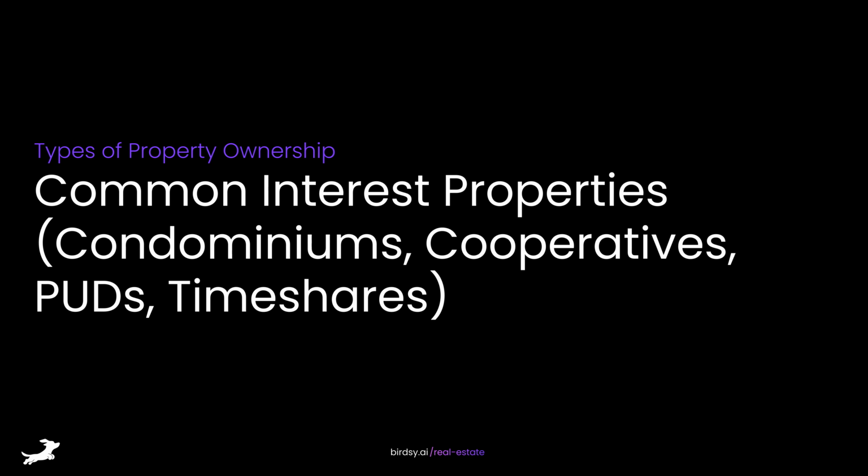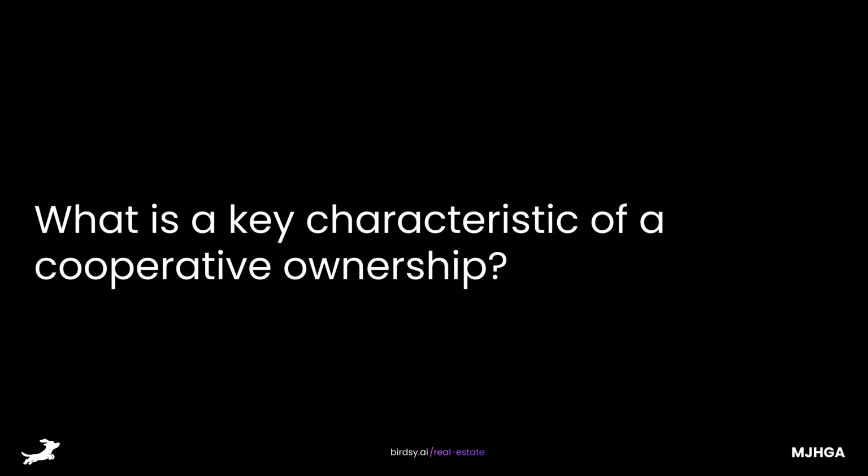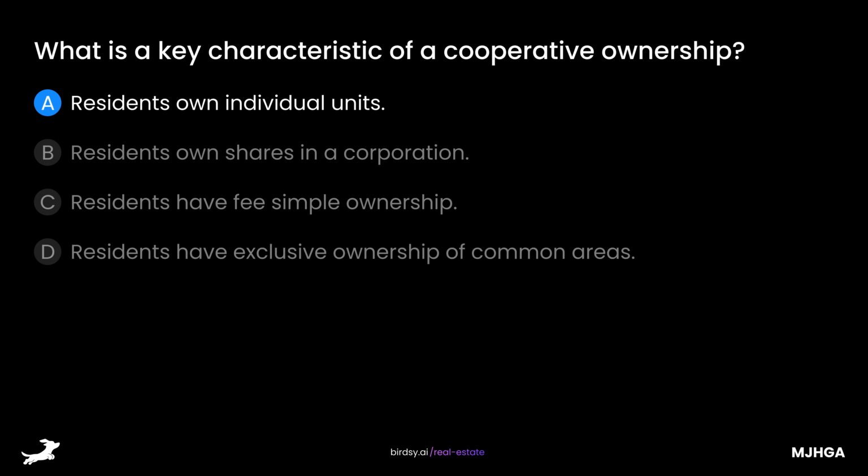Common interest properties: condominiums, cooperatives, planned unit developments, and timeshares. What is a key characteristic of a cooperative ownership? Is it A, residents own individual units, B, residents own shares in a corporation, C, residents have fee simple ownership, or D, residents have exclusive ownership of common areas? The answer is B, residents own shares in a corporation.